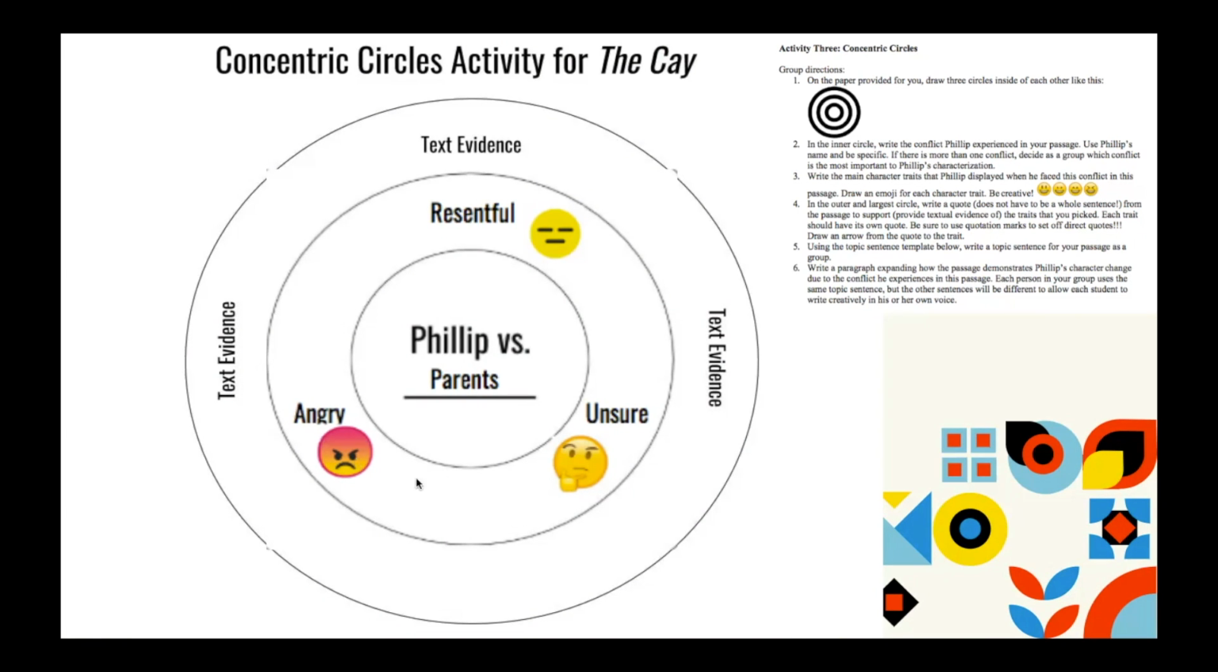Okay, on the outermost circle, we're going to take these character traits that we decided about Philip, and we're going to include text evidence to support each one. It is very important that each character trait receives a piece of text evidence.